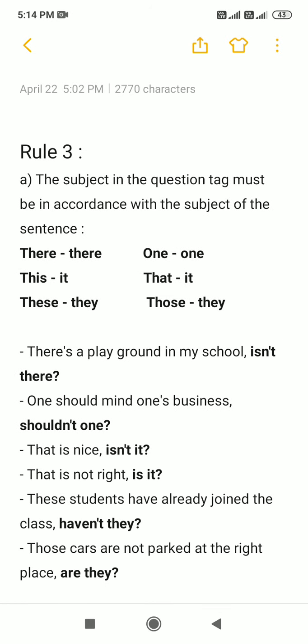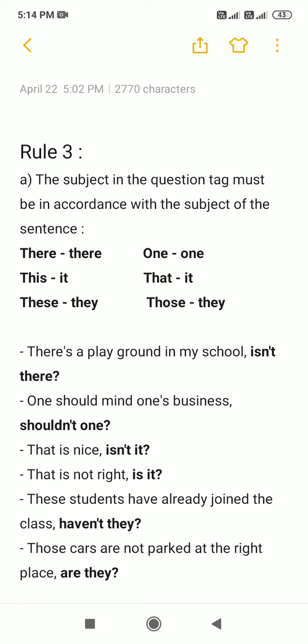Now, moving on further. If your subject begins with there, one, this, that, these, those, the rules are very simple. There remains there in your question tag. If your normal sentence begins with one, we write one in the question tag as a subject. This, that changes into it, and these, those change into they. Now, let's see some examples.